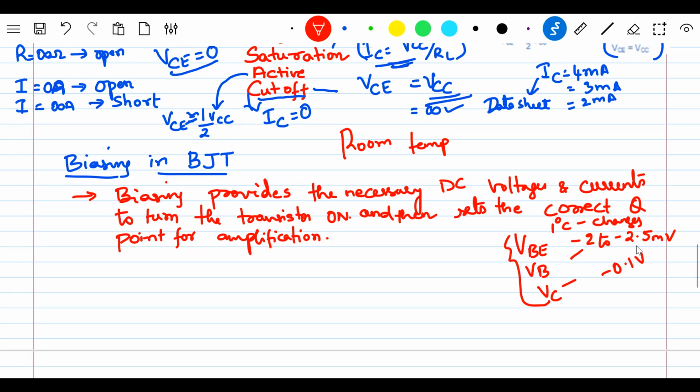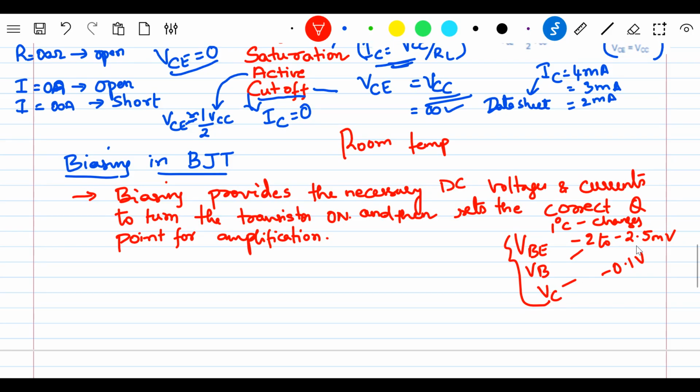We normally use a very small signal as the input for BJT amplifiers. Once the input is very small, like 100 millivolts or 50 millivolts, these changes for a 1 degree centigrade temperature increment, VB changing by -2 to -2.5 millivolts and VC getting reduced by -0.1 volts, will have a major effect on the transistor behavior. So this is another reason why biasing is compulsory for an amplifier design.